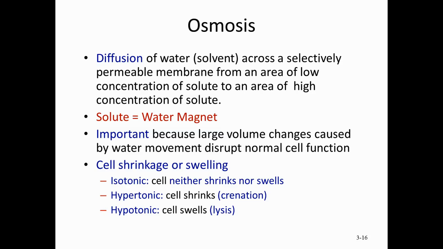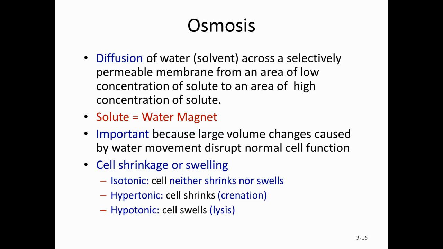So again, diffusion of water, which is the solvent, across the selectively permeable membrane from an area of low concentration of solute, where there's fewer water magnets, to an area of high concentration of solute, where there's more water magnets. Okay? Now this is important because large volumes of changes caused by water movement through a cell can disrupt normal cell function. Okay? So this is where we get into tonicity. We can have cell shrinkage or swelling.